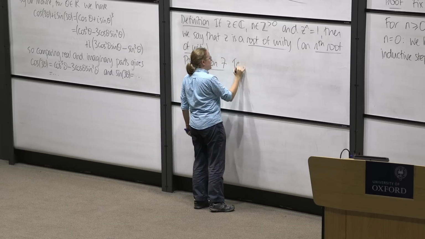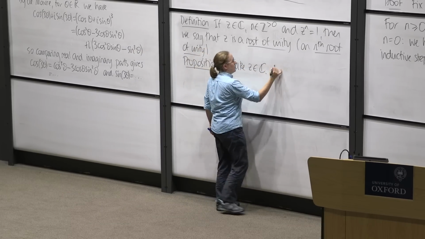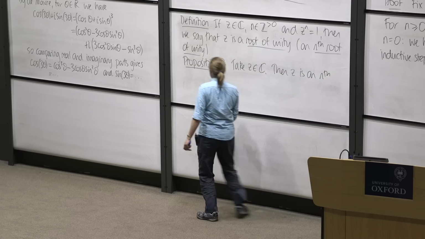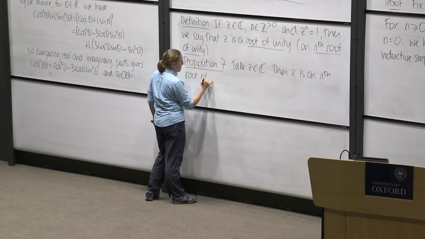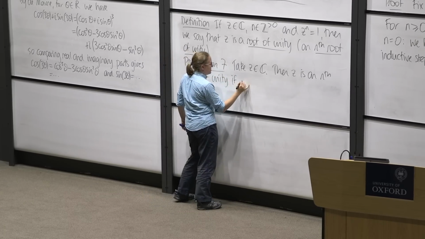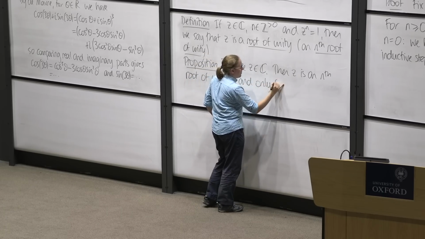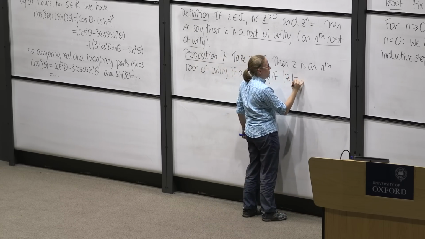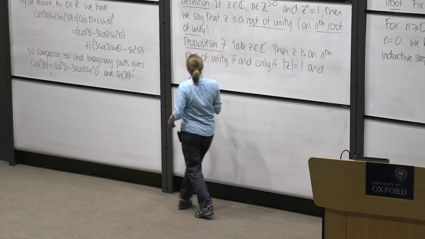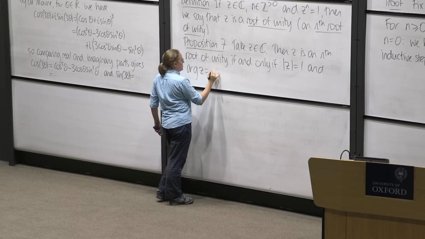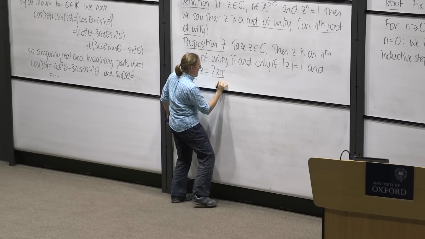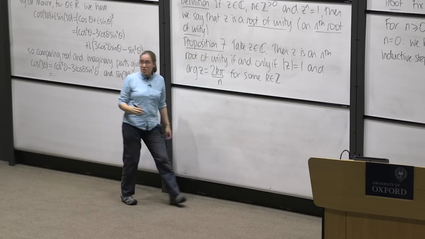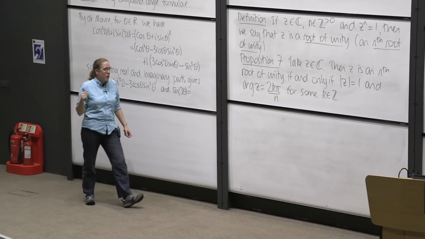So let's take z in C. Then z is an nth root of unity if and only if, and I've got 2 conditions here, one on the modulus of z and one on the argument of z. So I need the modulus of z to be 1 and the argument of z to be 2k pi over n for some integer k. So this precisely describes what the nth roots of unity look like.